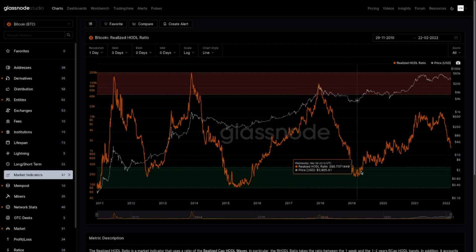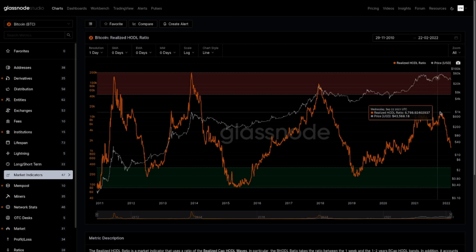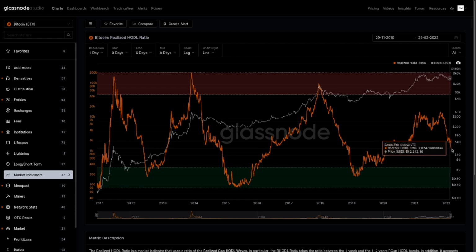So we can see that this metric typically trades higher during a bull market as we see more coins transition to the newer hands and the cost basis is elevated. And then what we see is a serious reduction as we move back into that hodling framework.